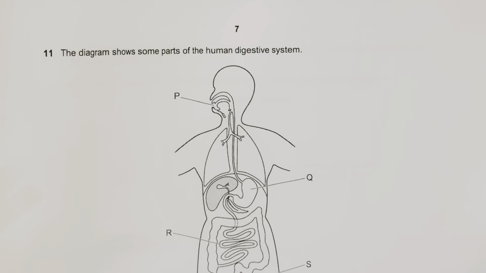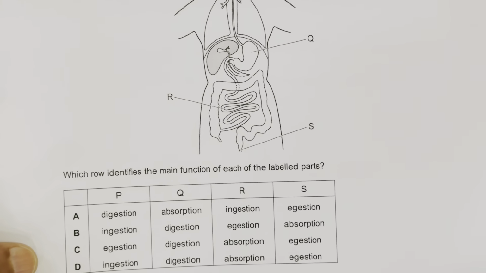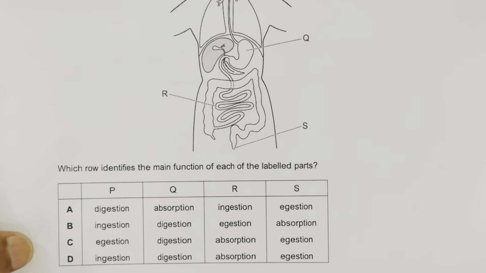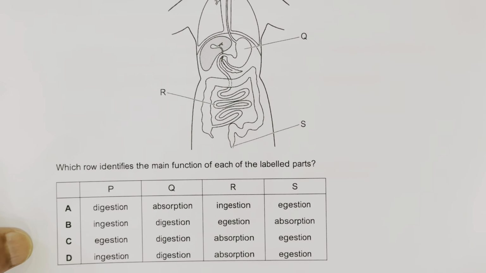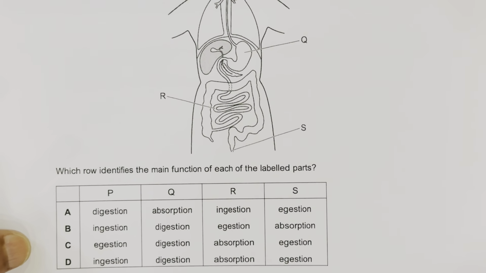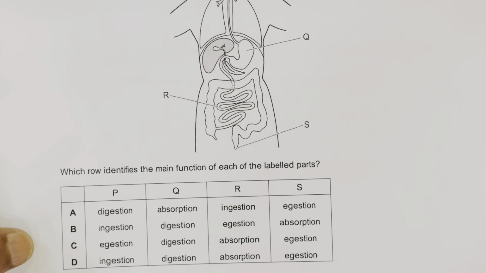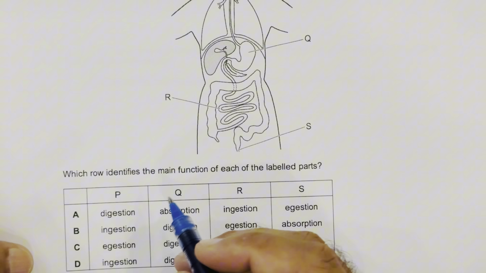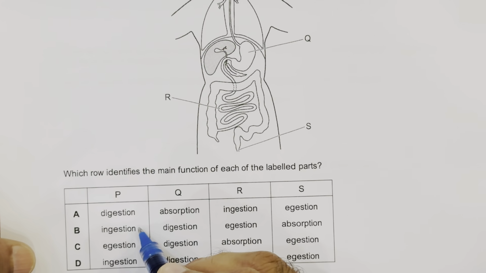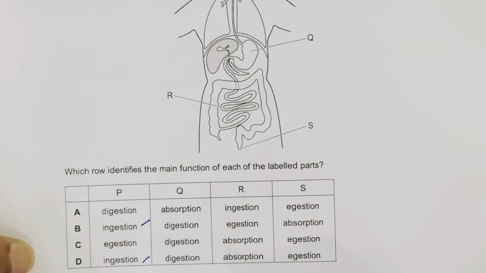P is the mouth, Q is the stomach, R is the small intestine, and S is the rectum. Which row identifies the main function of each labeled part? P is used for ingestion, and it means that we take food inside. So this is carrying ingestion.